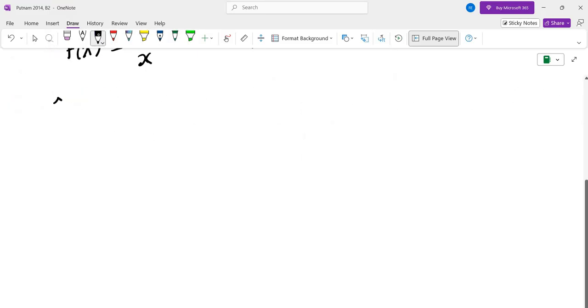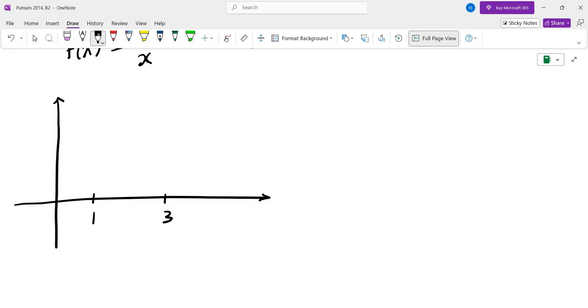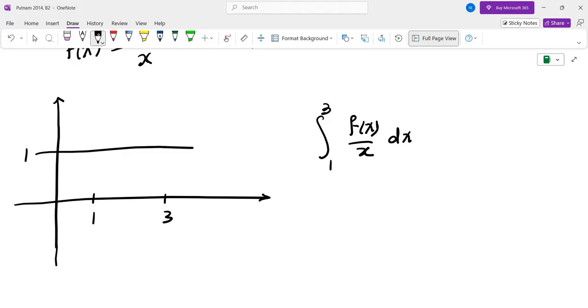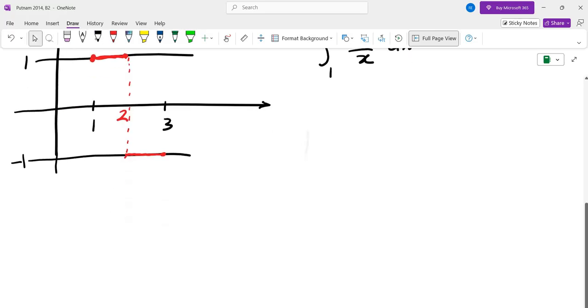Let me graph this one. So the function f between 1 and 3 has integral 0, and I want to maximize the integral from 1 to 3 f of x over x dx. Well, the largest possible value of the function is 1, and the smallest possible value of the function is -1. So which part should be positive? The part that is close to 1 would have to be positive, and the part that is close to 3 would have to be negative. And because I want the integral to be 0 from 1 to 3, I would have to cut this in half. Probably this would give me the largest possible value.